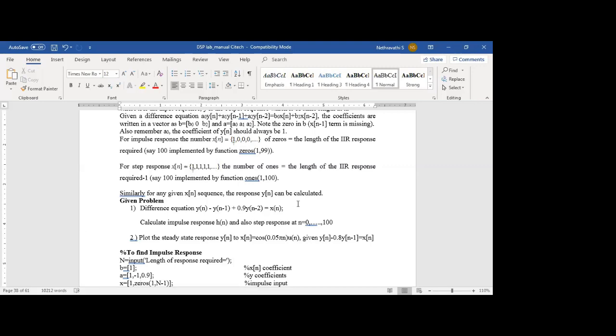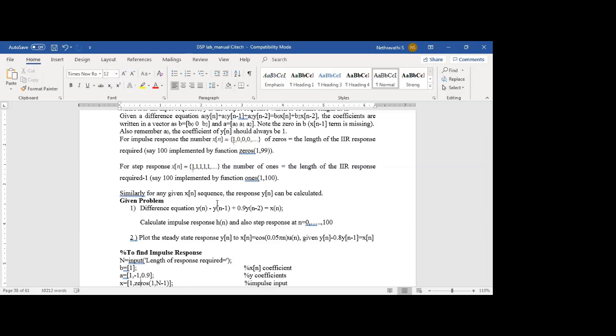So from the given difference equation, I can make out, first, the order. The order is 2. The next thing is whether it is infinite or finite. Looking into the difference equation, it is infinite. Why? Because y of n minus 1, n minus 2, everything is there. Don't worry about x of n minus 1, x of n minus 2. I'm looking only at the output parameters. So it is an infinite impulse response.